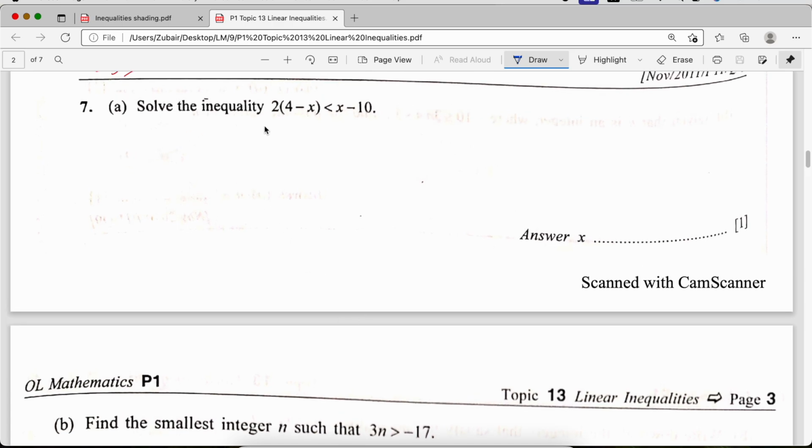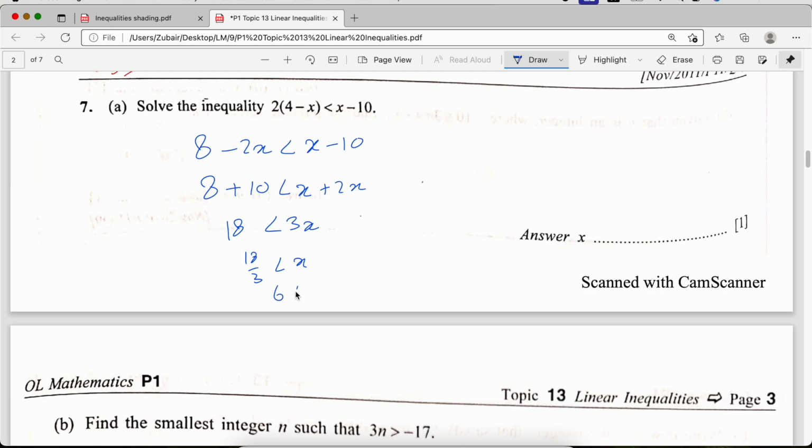Question 7. Solve the inequality. 2 4 times is 8. 2 into minus x is minus 2x. Minus 10. Rearranging, I'm bringing 10 to the side, taking x on the other side. So that's 18. 3x, when divided by 3, 18 by 3 is less than x. 6 is less than x. So x is actually greater than 6.